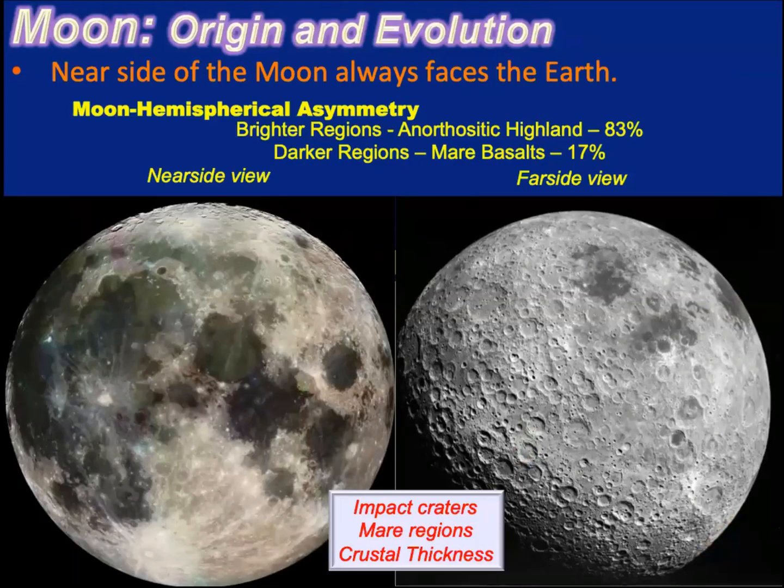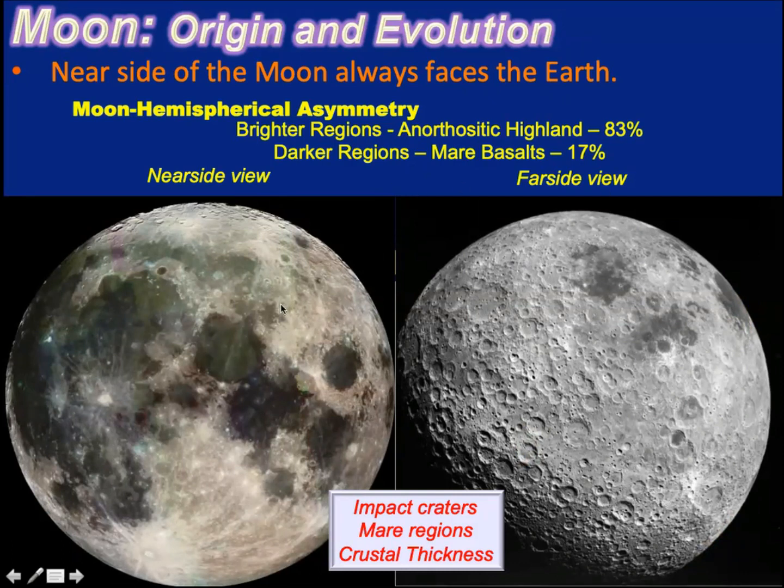Now, let us see some of the salient geological features of our Earth's moon. So this covers the origin and evolution aspects of our Earth's moon. Here you can notice that two different views are there: one is known as the near side view, and the other is known as the far side. If you take the bulk moon, the brighter regions occupy nearly 83% of the surface of the moon.